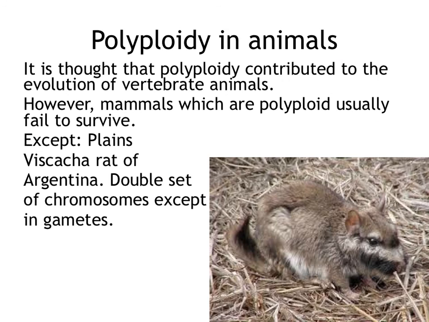Now, it's pretty rare for polyploidy to occur in animals, but it is thought that polyploidy contributed to the evolution of vertebrate animals. Mammals which have polyploidy usually fail to survive. There are exceptions, and an example here is this rat, which is found in Argentina. It has a double set of chromosomes, except in the gametes, where the chromosomes aren't double.